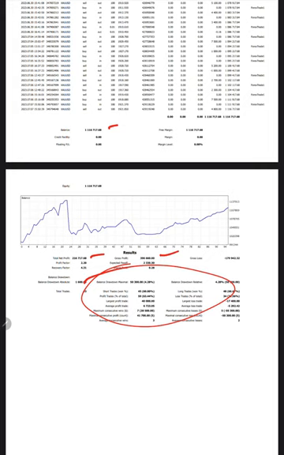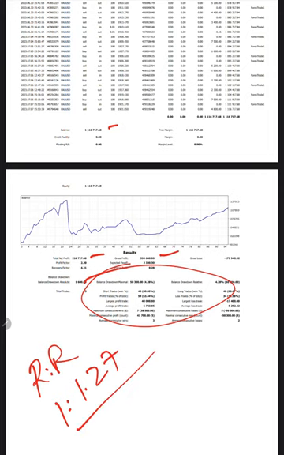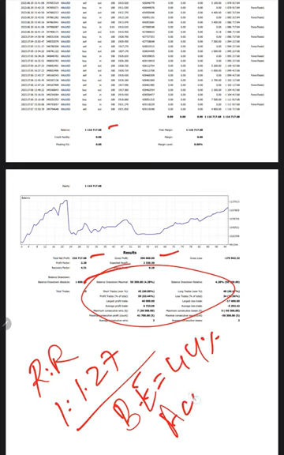If you calculate the risk reward for this account, it comes to 1:1.27, and from this we can calculate the break even required for this account to survive. We need an accuracy rate of a minimum of 44% required, and this is what is required, 44% accuracy.